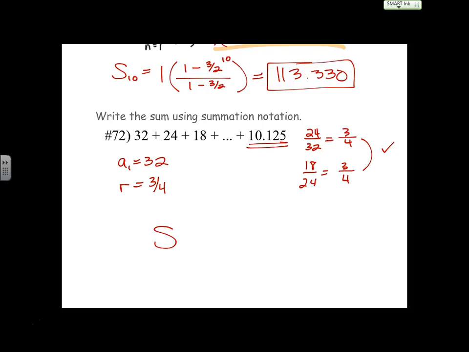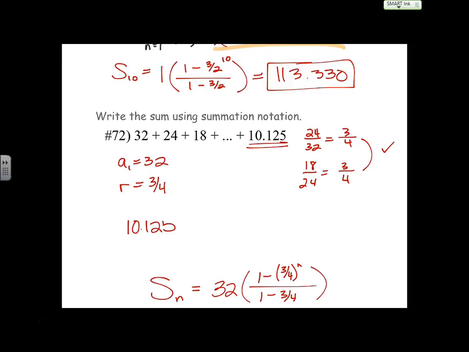Yeah, we don't know. So we could plug in S sub n is equal to a sub 1, 32, times 1 minus 3/4 to the n, which we don't know, all over 1 minus 3/4. But we can't solve this until we figure out when to end. And we don't know when to end until we figure out who is 10.125. And when does he occur?